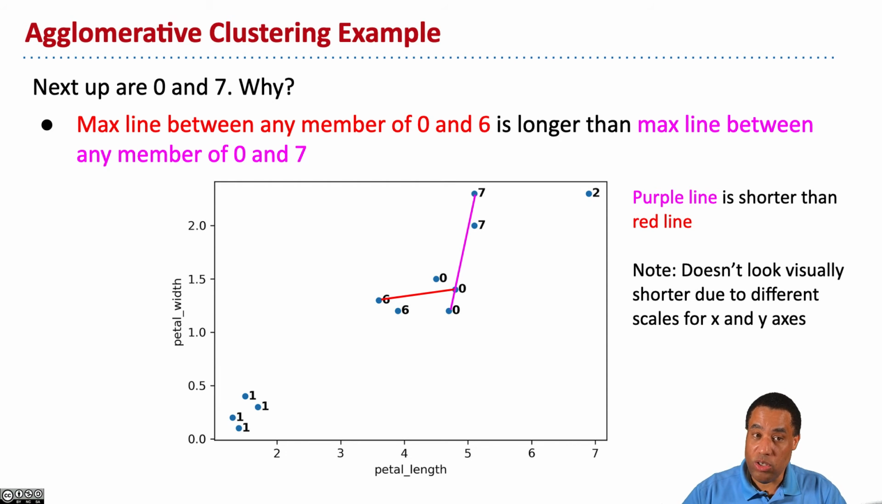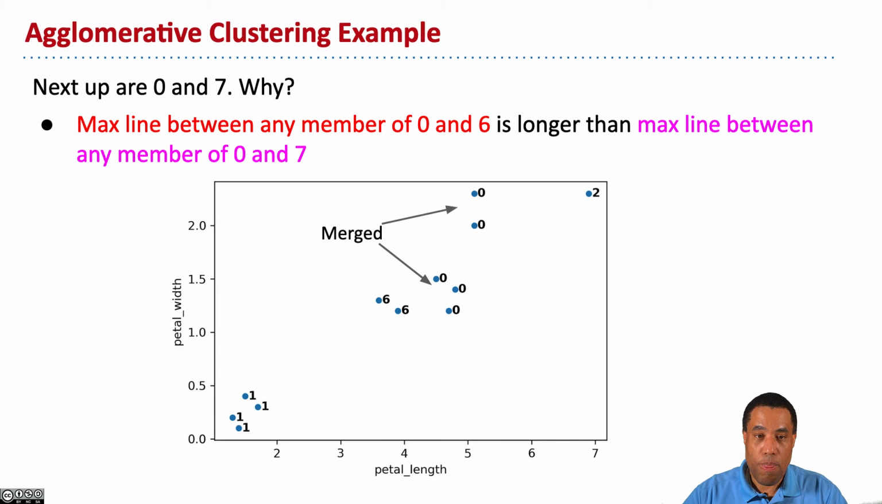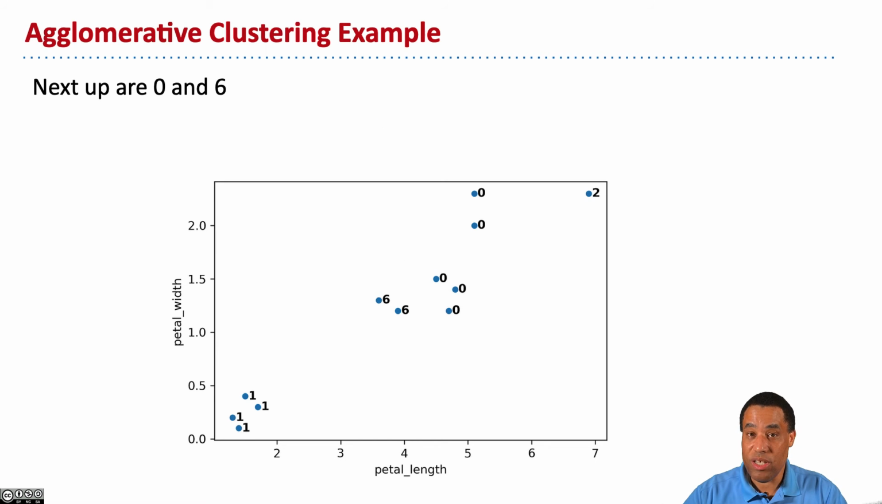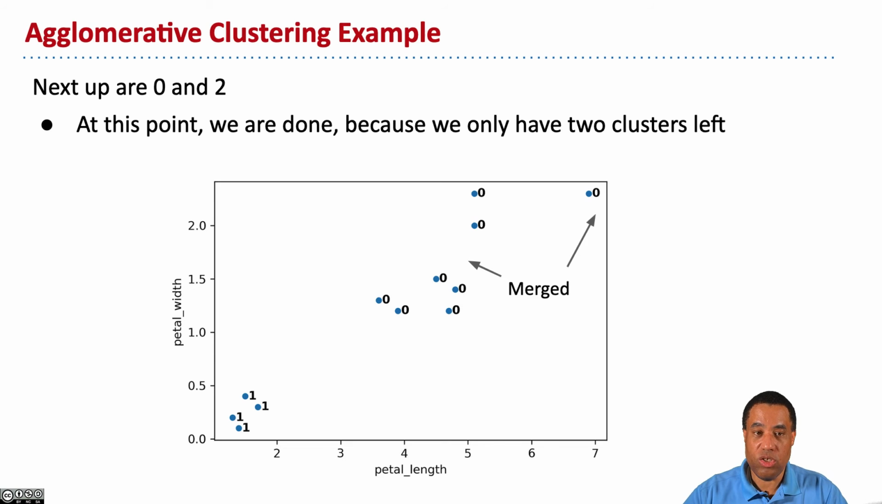Okay, so we're going to merge 0 and 7. Okay, so next up will be 0 and 6. And so we'll merge in 0 and 6, and we end up with a large cluster of 0. And then next up will be 0 and 2, and so we'll merge 2 into our cluster of 0. And so now we're done. K was equal to 2, and we have two clusters, our cluster 1 at the lower left and our cluster 0 at the upper right.